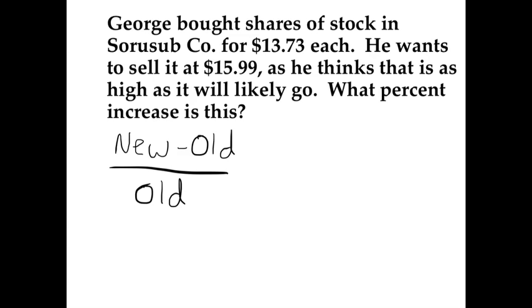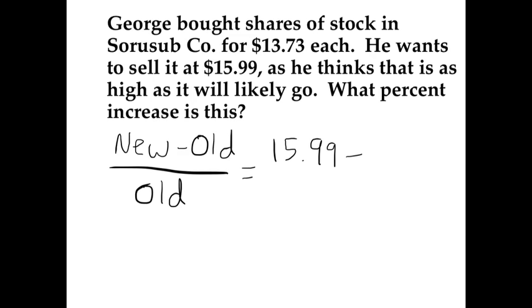To figure out the percent increase, we take the new price minus the old price and divide it by the old. So George bought shares of stock in Soryusub Company for $13.73 each. That's how much he bought it for before. So that's the old price. That happens in the past. In the present or the future, he wants to sell it at $15.99. That is the new price. So let's just figure that out.